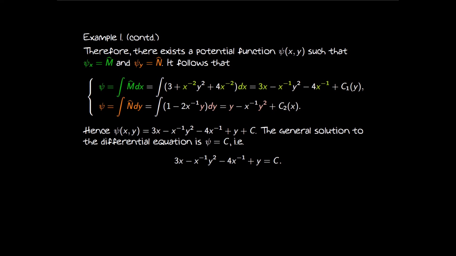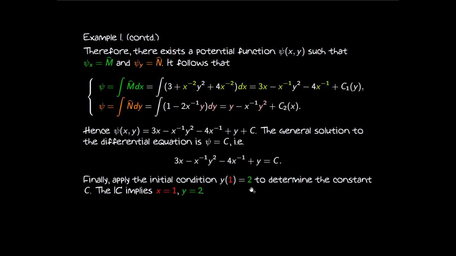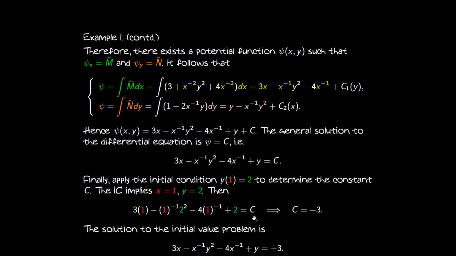Well, for this problem, because we have an initial condition, we need to apply it to determine the psi here. In particular, the initial condition is y of 1 is equal to 2. So that means when x is equal to 1, y is equal to 2. So we can just plug these two numbers into the places of x and y. And then you get an equation for psi. Easily, you can get psi is going to be -3. And then finally, we simply replace the psi here by the -3. And then we can get a particular solution for the initial value problem.